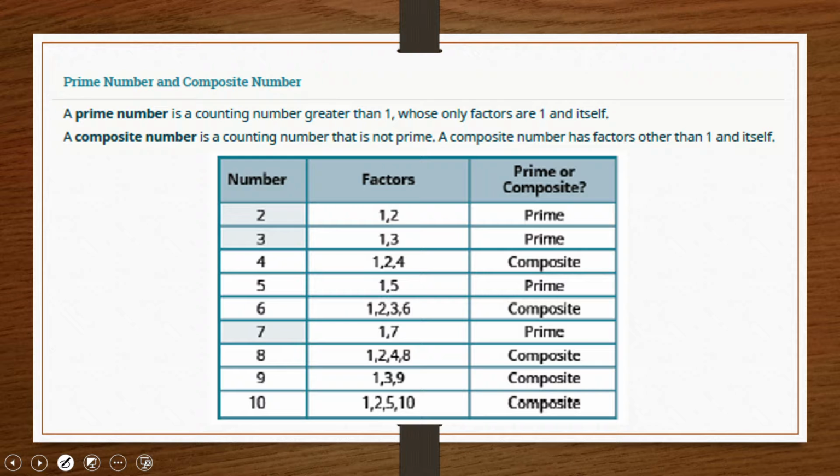The other numbers here are composite numbers, meaning they're composed of numbers other than 1 and itself. Now they do have factors that could be 1 and themselves, but those are not the only factors. So for instance, from my list here, those would be 4, 6, 8, 9, and 10. And you can see the different factors that they're composed of.